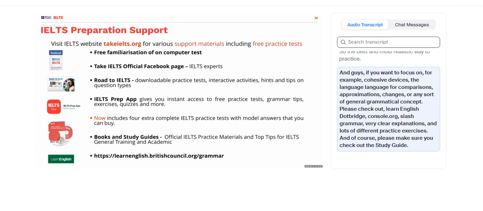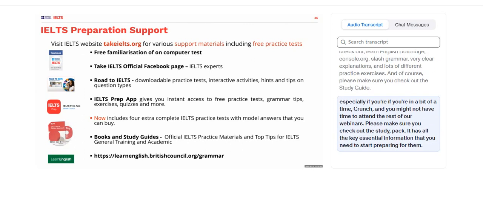And of course, please make sure you check out the study guide, especially if you're in a bit of a time crunch and you might not have time to attend the rest of our webinars. Please make sure you check out the study pack. It has all the key essential information that you need to start preparing for the test.